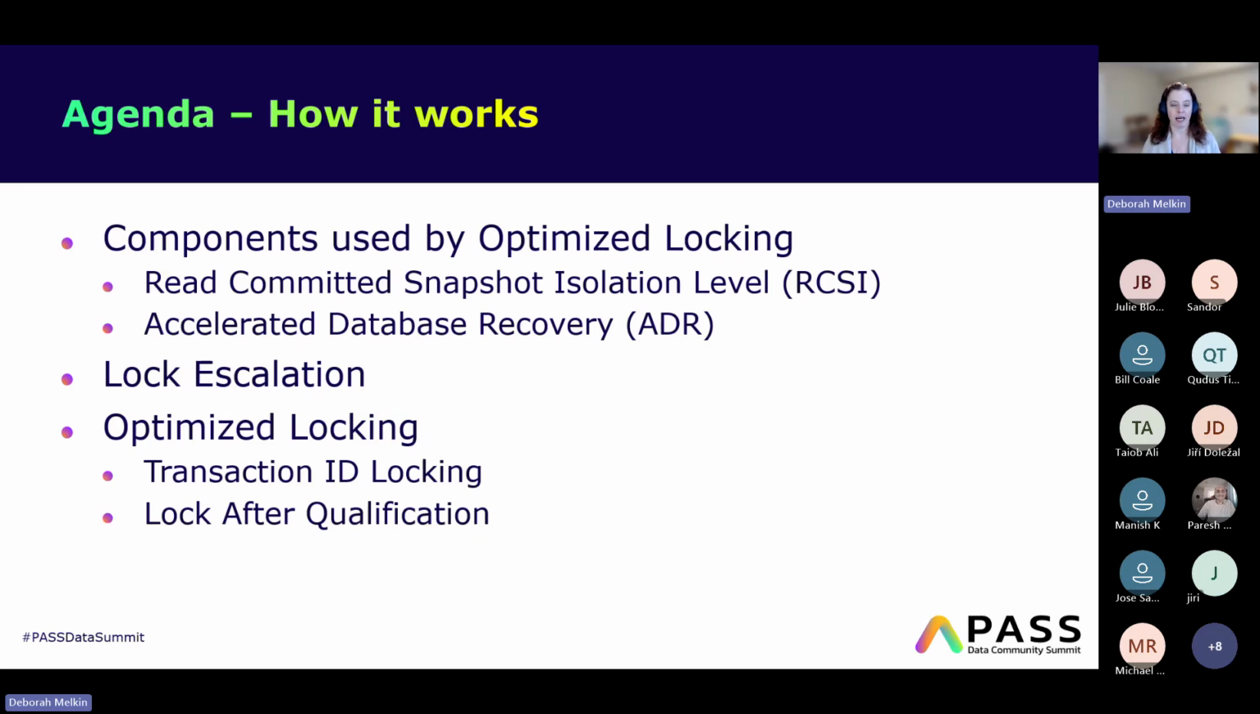So our goal today is we want to talk about how it works. We're going to talk about the components used by it, starting with read committed snapshot isolation level. If you missed Harpreet's session, go back and watch it. She gives a great fundamentals of it. I'm going to go over some of the basics to make sure we're all caught up as well. Accelerated database recovery, ADR. If you don't know this feature, you should. We'll talk about why. We're going to do a review of lock escalation, and then we're going to talk about optimized locking itself. There are 2 main pieces to it, transaction ID locking and lock after qualification.